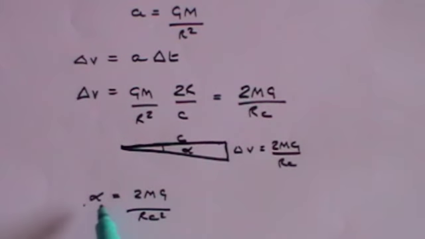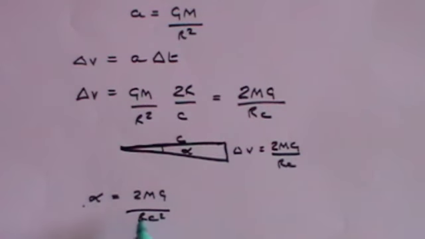And you can see that alpha is indeed going to be a very small angle because G is a very small number and c squared is a very big number, and that's in the denominator. So G and c squared will combine to produce a very small value for alpha. So you need very good equipment to be able to detect that angle.